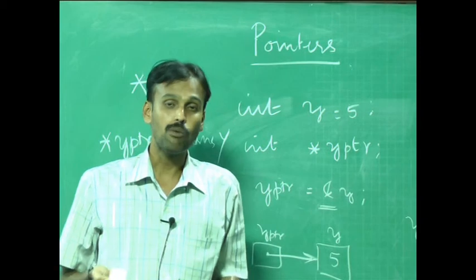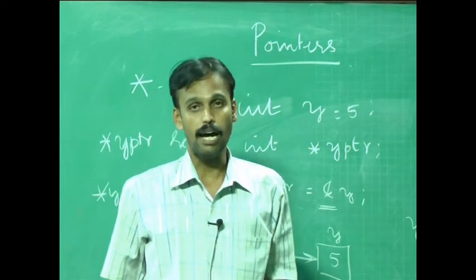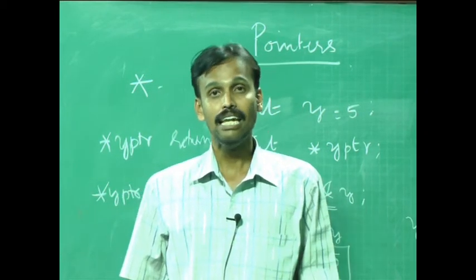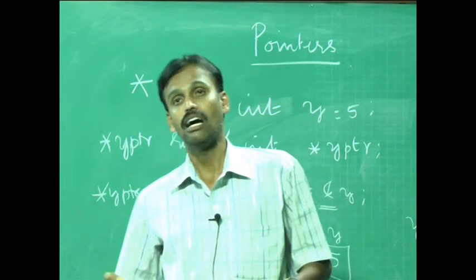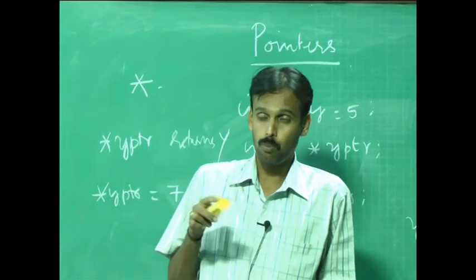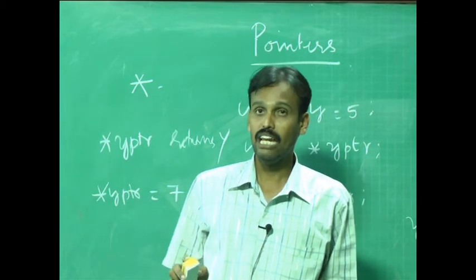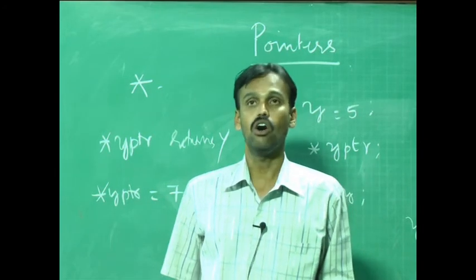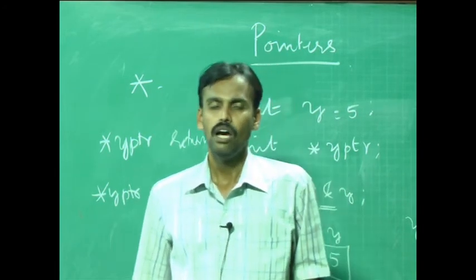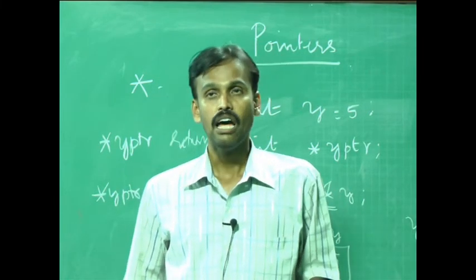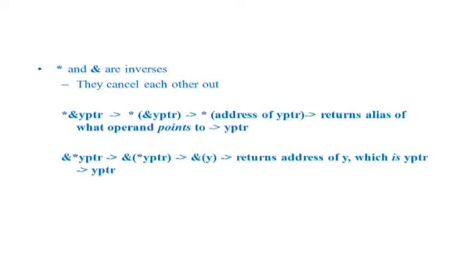I hope you understand what I mean by L value and R value. L value stands for the left hand side value and then R value stands for the right hand side. So the dereferenced pointer, that is operand of star, must be an L value and it should not be an R value. Now let us talk about asterisk and ampersand as inverses. That is, one cancels the effect of another.